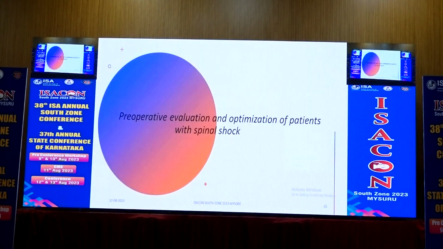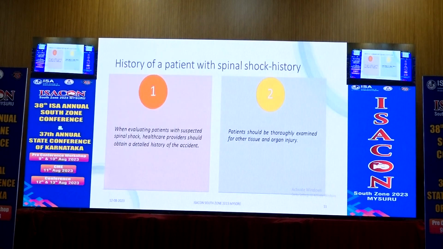And now coming to what exactly is important to us, we are going to see how we are going to evaluate the patient preoperatively and optimize the patient. So first, whenever a patient comes, you take a proper detailed history, nature of accident, and you need to look for any high impact trauma, which is going to cause injuries of the other organs too, like your chest injuries, abdominal. So you take note of all those injuries too.